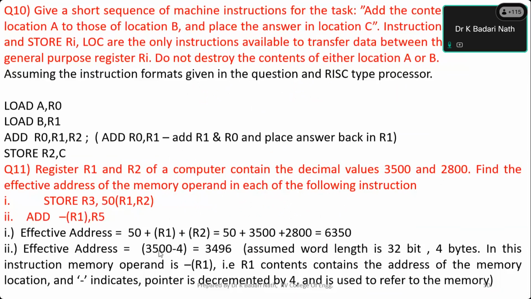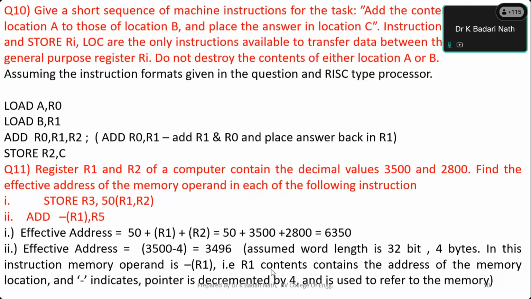Let's see that now. R1 contains 3500 minus 4, that is 3496. So before using, we have decremented by 4. Why 4? Because a one word 32-bit number is stored in the memory, and it requires 4 addresses to store one 32-bit number. That is why we decrement by 4 for a 32-bit machine. So 3496 is an address. Assume the word length is 32 bits.